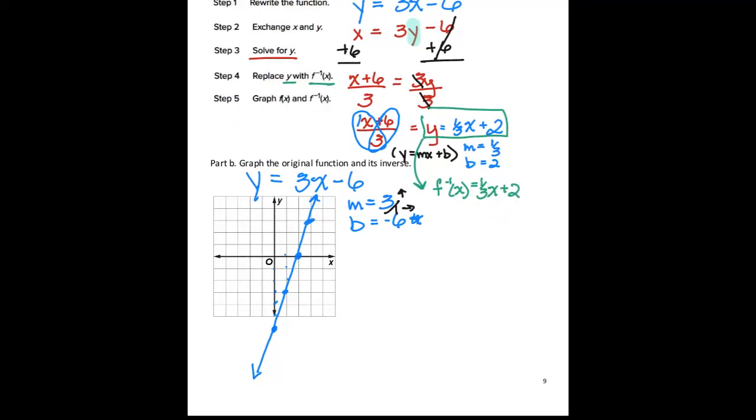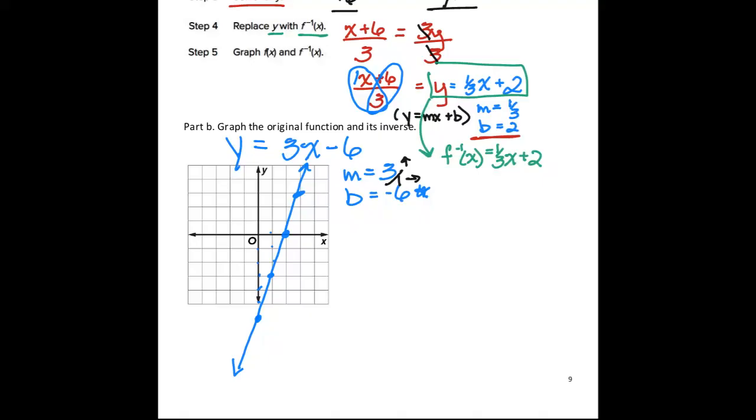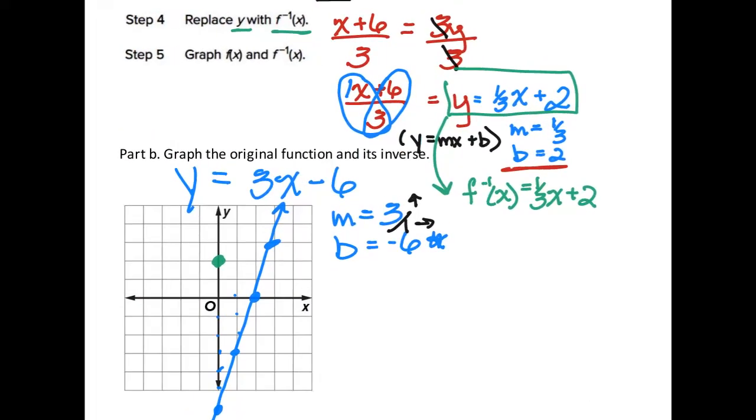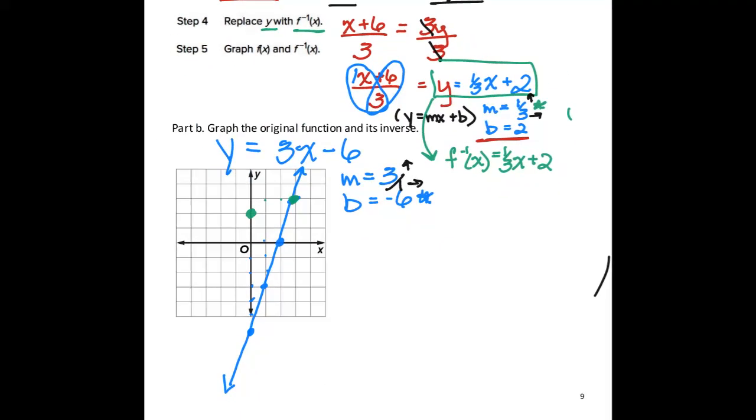Then we worked through and we found its inverse. And that inverse is 1/3 x plus 2. So my y-intercept for the inverse is 2. So I'm going to put 2 is where I start. And then for the slope over here, that means I am going up 1 and to the right 3. So from that point, up 1 to the right 3. 1, 2, 3. So they actually intersect at that point.